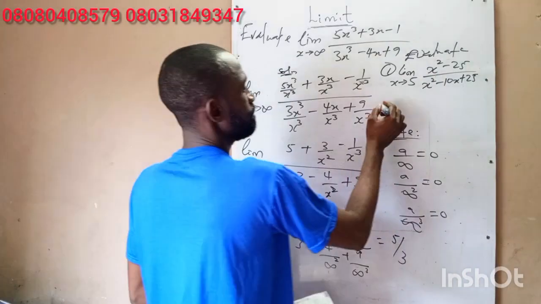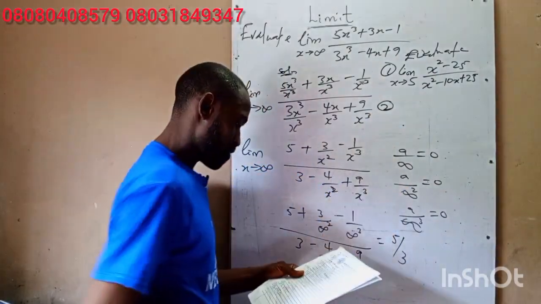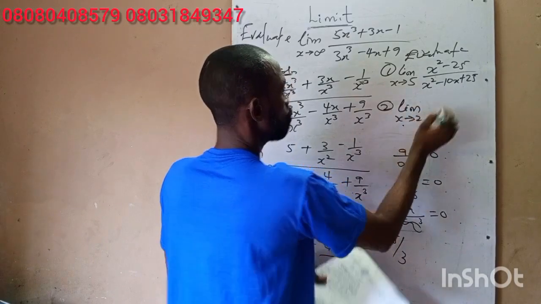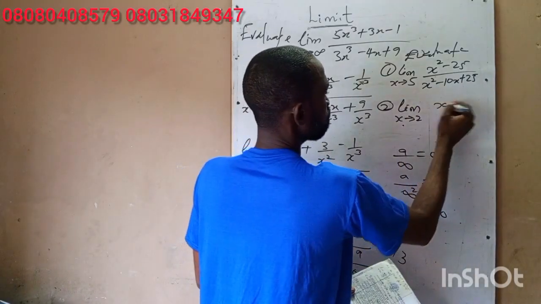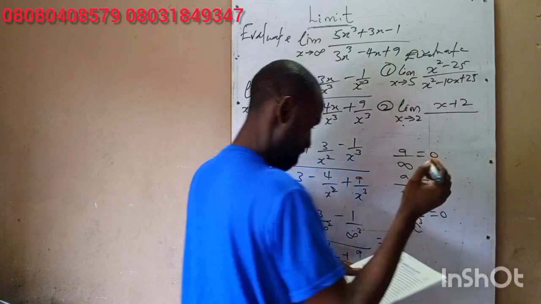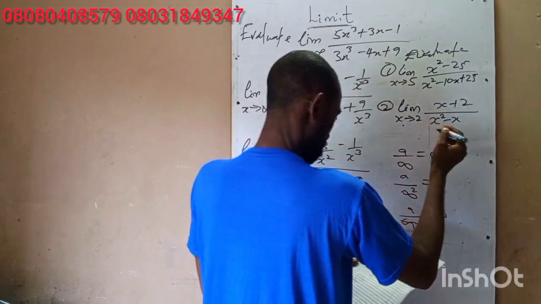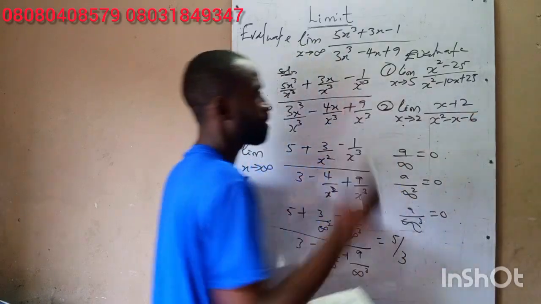That's the first question. Second question, we have to evaluate the limit as x tends to 2 of x plus 2 all over x squared minus x minus 6. I think we're okay with this.